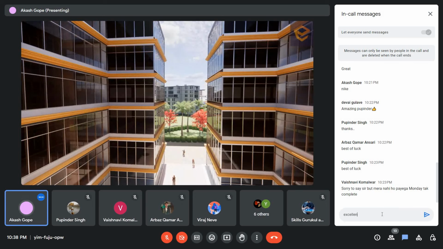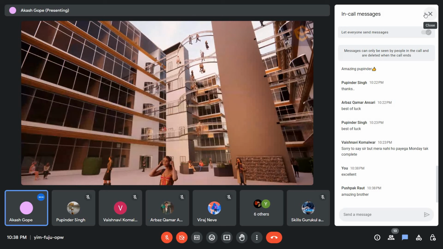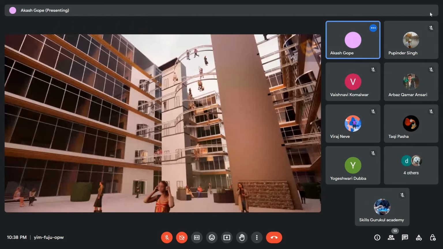This one is inside the mall area. This one is the glass bridge. See this, all the levels. I used glass bridges, and these two towers are elevators. Total 4 elevators.